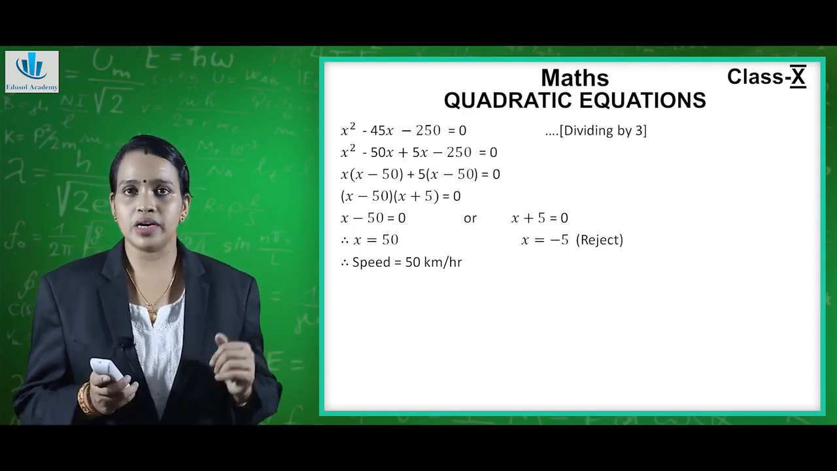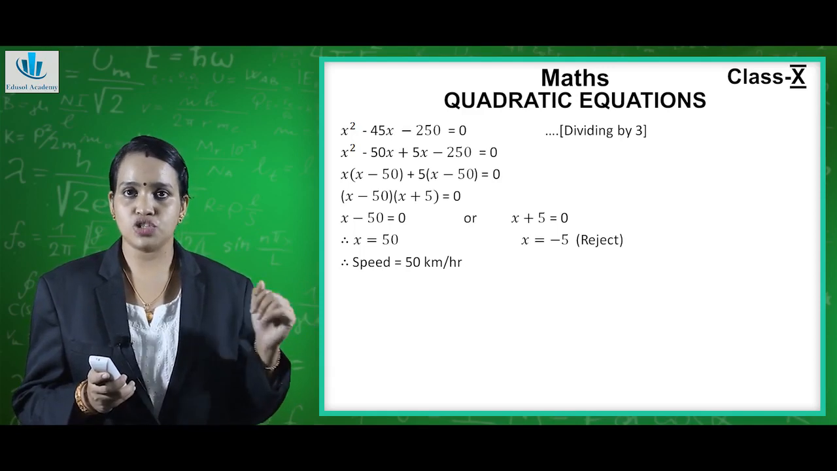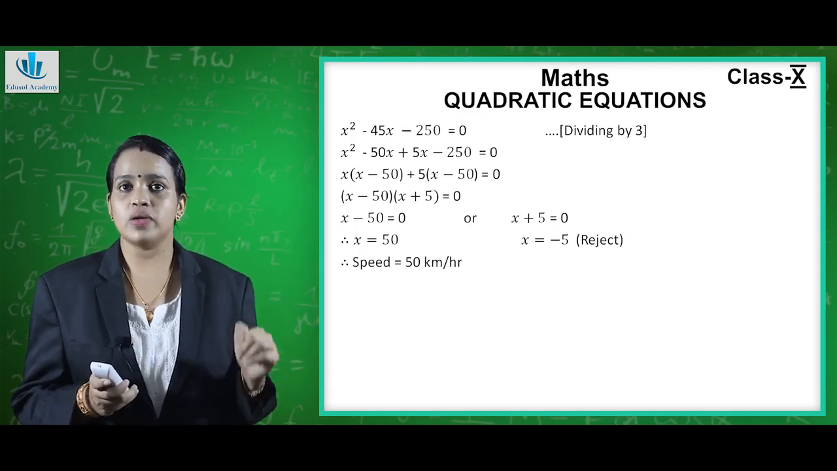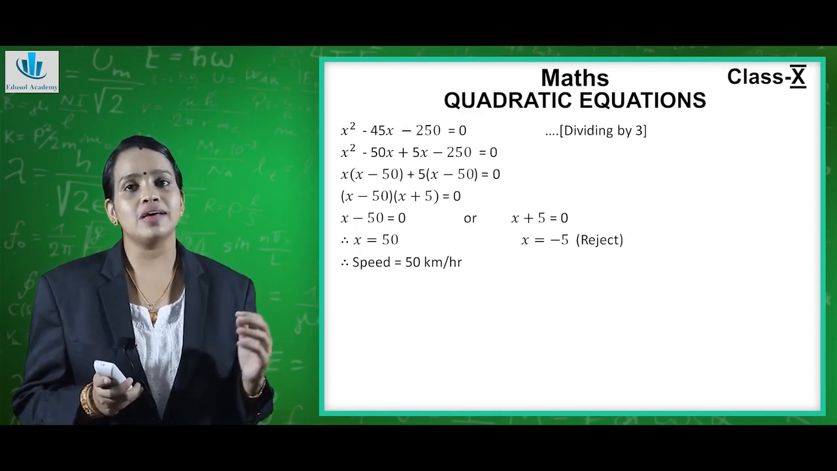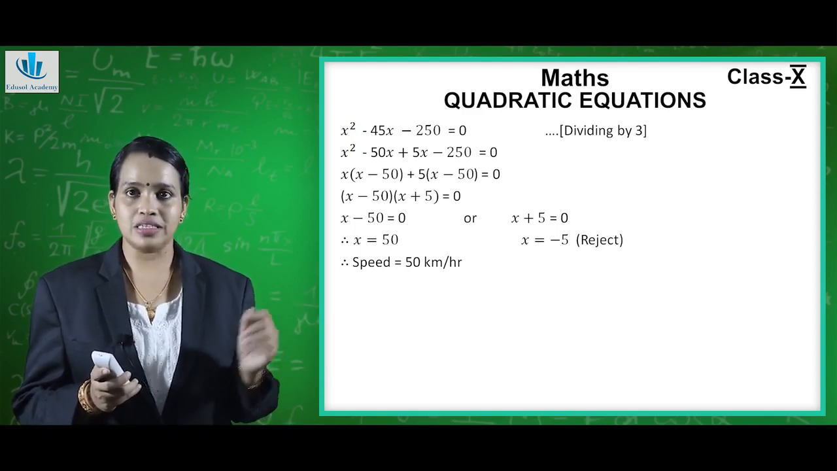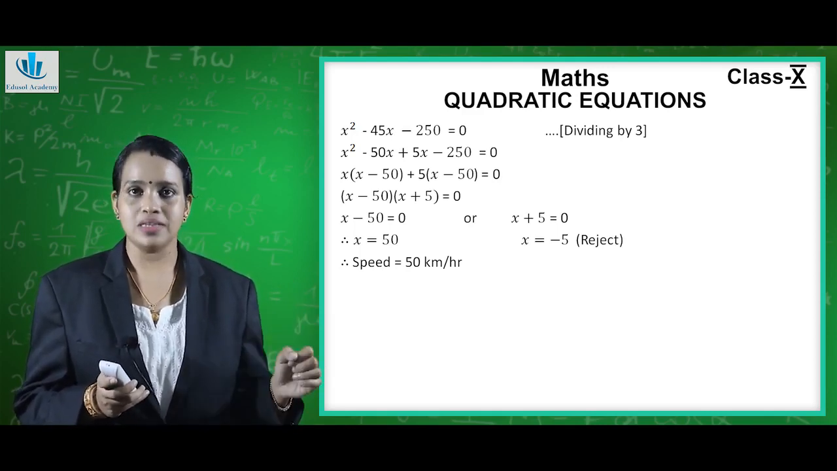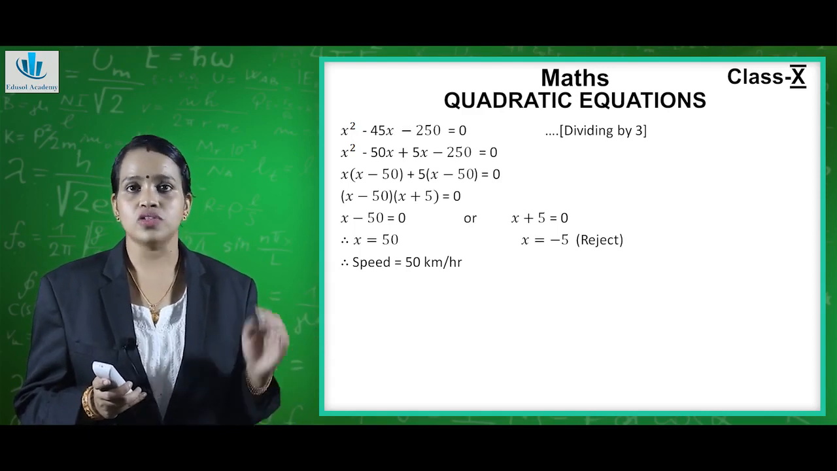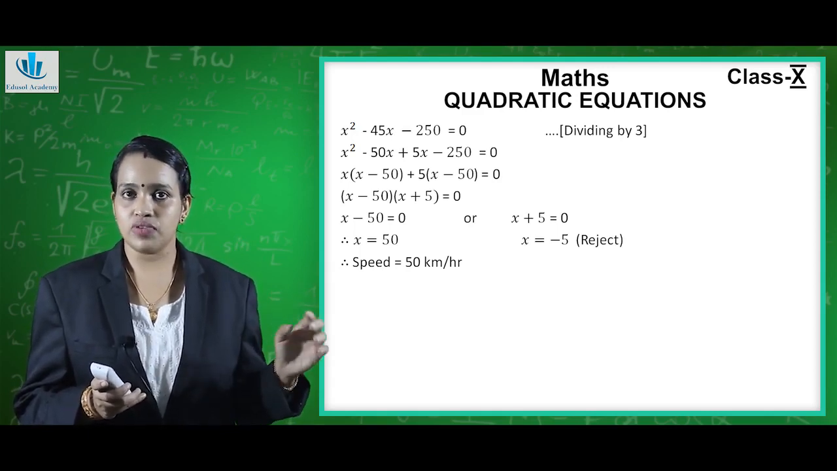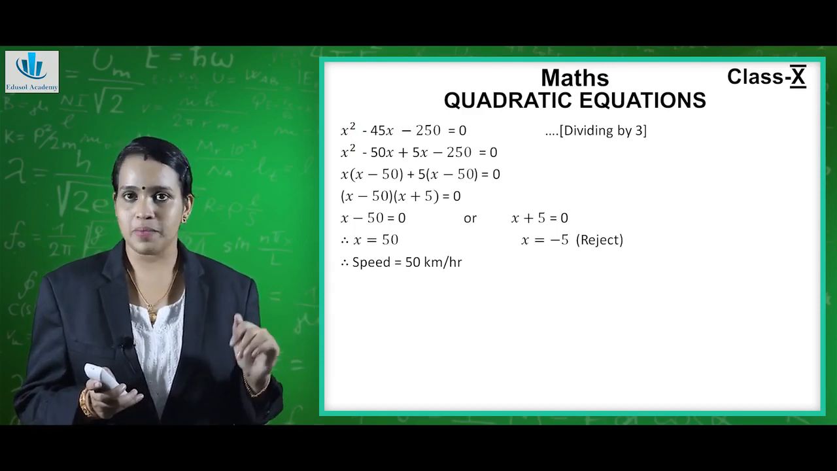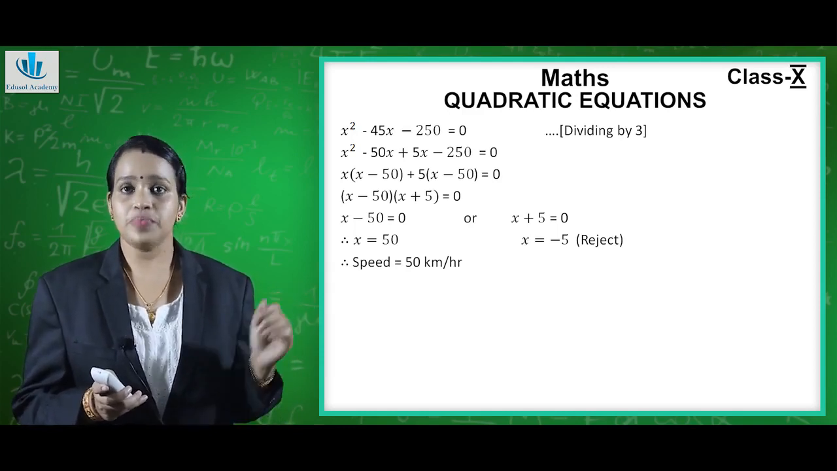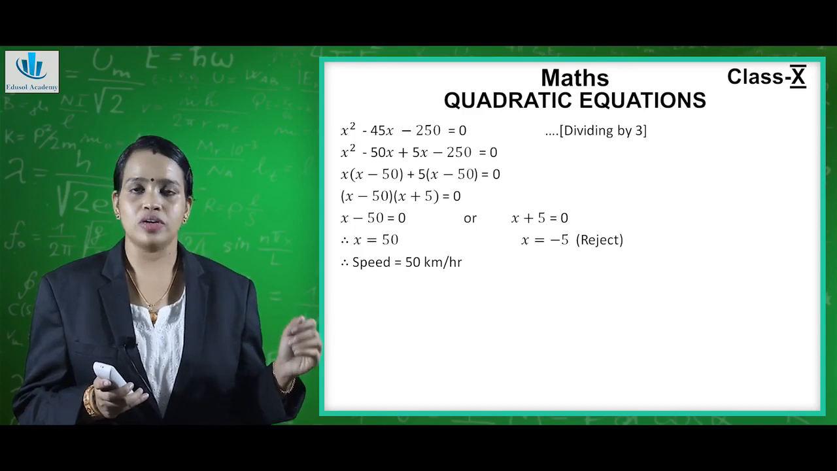So we will split the middle term. So it becomes x raised to 2 minus 50x plus 5x minus 250 equal to 0. Now we can take x as common here. So x into x minus 50 plus, here we will take 5 as common, so 5 into x minus 50 equal to 0. So we can write it in two separate brackets. So x minus 50 into x plus 5 equal to 0.